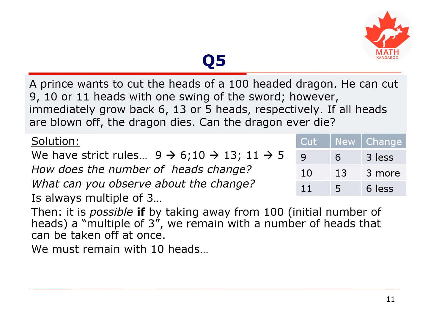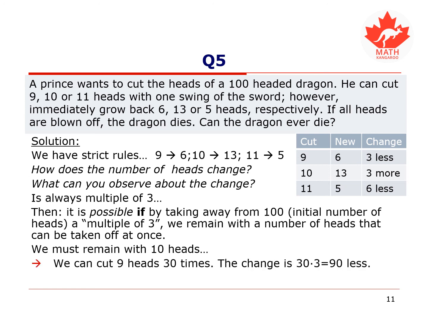Yes, 10 is. So it must be true that we could remain with 10 heads in the end, and then one swing will finish off. Can we get to 10 heads from 100? Indeed, we can. We can cut off 9 heads at a time 30 different times. Every time we would make 3 less heads. This is only one solution. You could, of course, start adding more heads if you feel like it and then coming back.